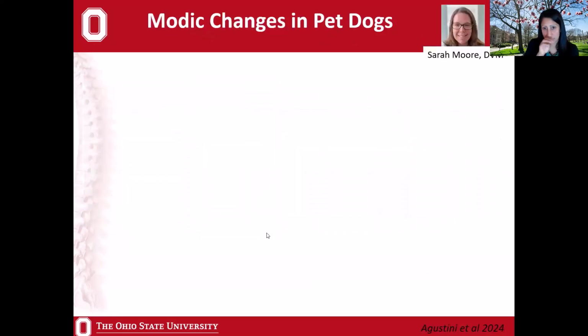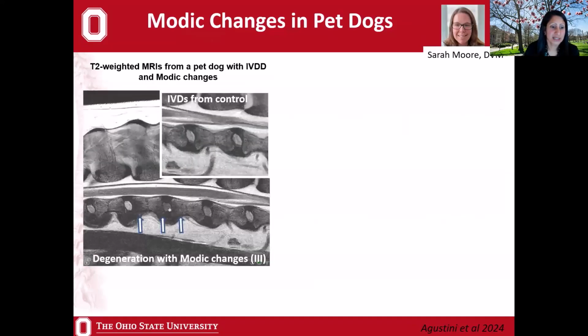So a major characteristic of this chondrodystrophic dog is the fact that it demonstrates Modic changes. Now, what are Modic changes, you're wondering? Typically, these are discs from a control, healthy dog. You have high signal intensity, the vertebrae look great, everything looks good. But with degeneration, we have these abnormalities in the subchondral bone, which are called Modic changes.